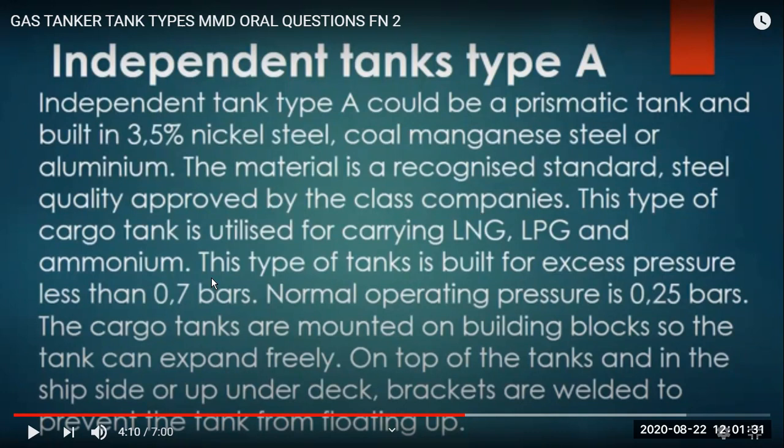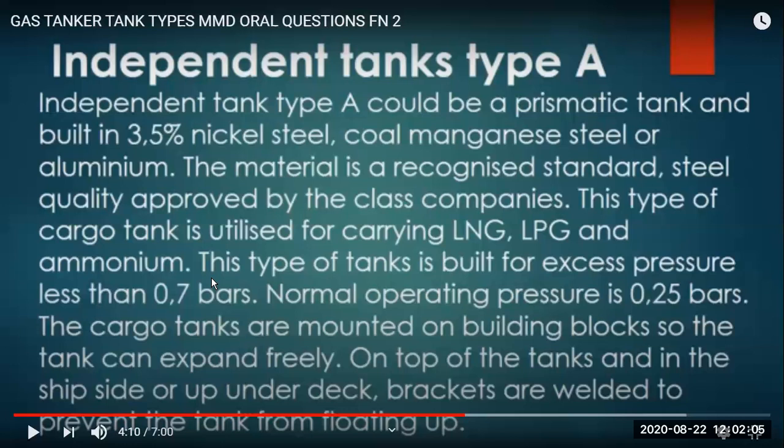But generally, we will carry LNG. Also, we can carry some refrigerated LPG and ammonia. The tanks are for excess pressure less than 0.7 bar. So pressure should not be more than 0.7 bar because type A is not built very strong. Mainly it's for refrigerated vessels. Normal operating pressure is maximum 0.7 bar, but normally less than 0.25 bar in excess of atmospheric pressure.